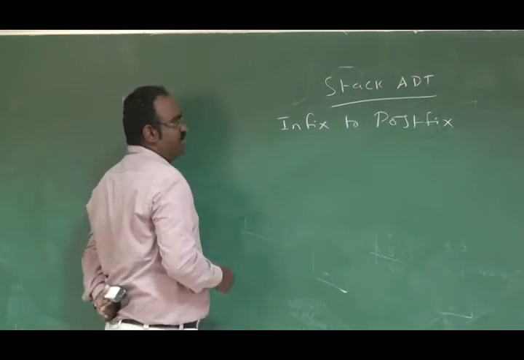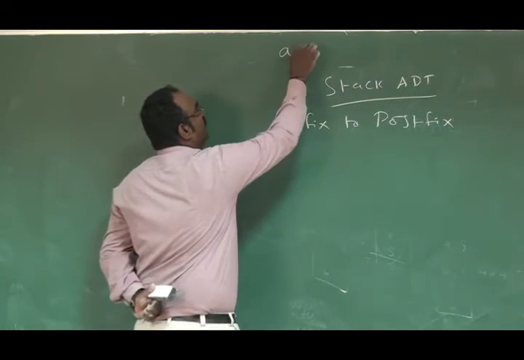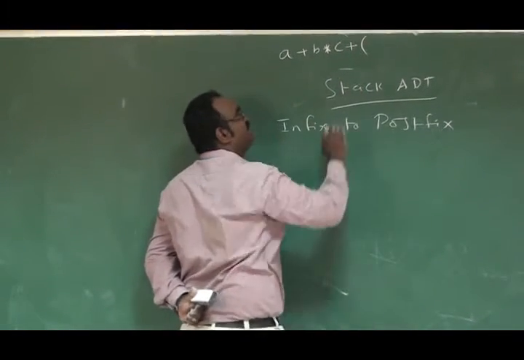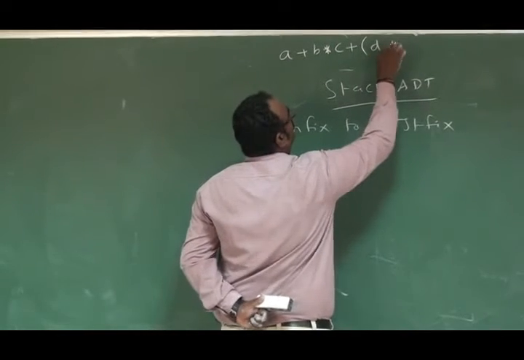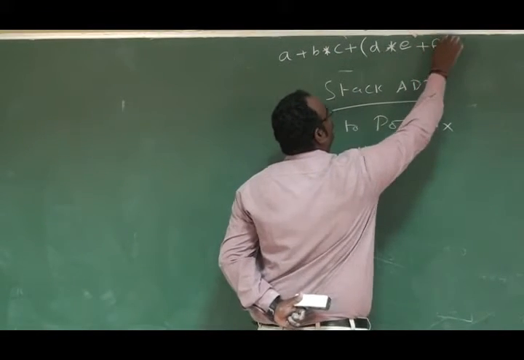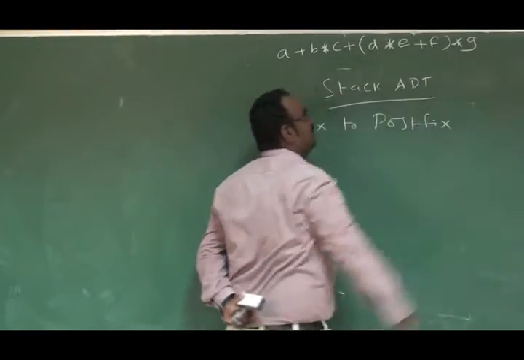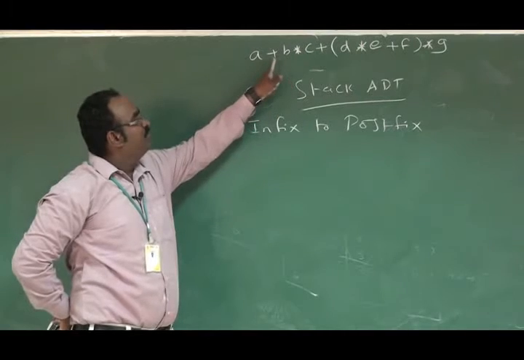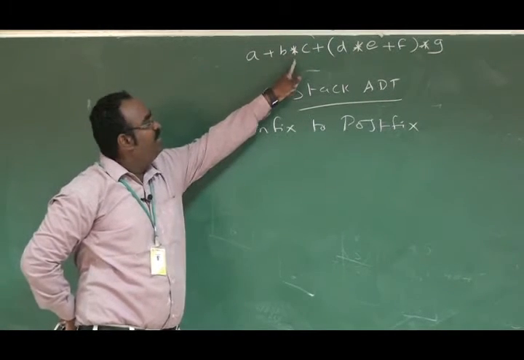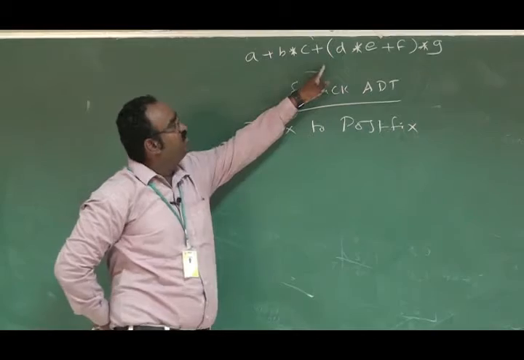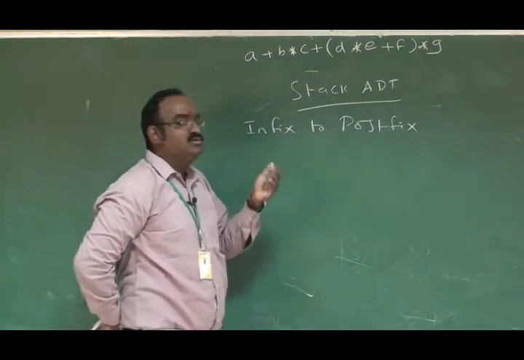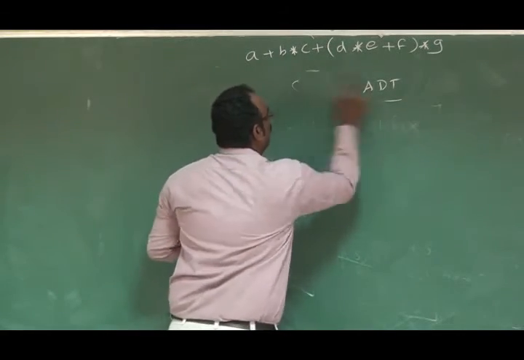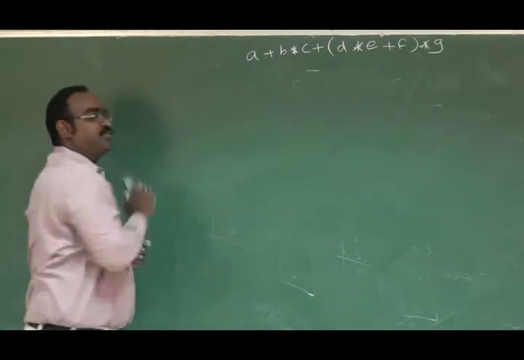So what is the infix expression? What we have taken is A plus B star C, then plus, within a parenthesis, D star E plus F, then multiplication of G. So in the infix expression, the operators are between the operands. Plus is between A and B, multiplication is between B and C, and plus is between C and the next set of operands. So we can easily say this is an infix expression. Now we are going to convert this infix expression into postfix.